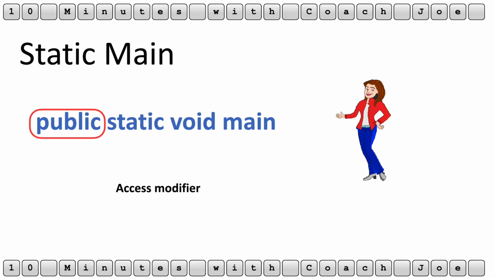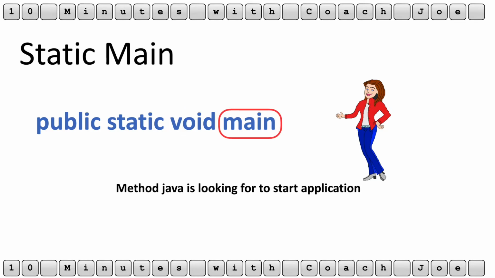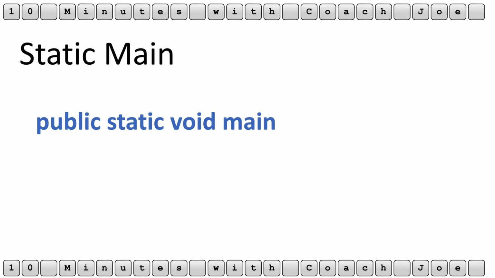Public is an access modifier that allows access to other outside classes. Static is a keyword that allows access to static members of the class without creating or instantiating an object of the class. Void means the method will not return a value. Main is the method name Java is looking for to start the application.